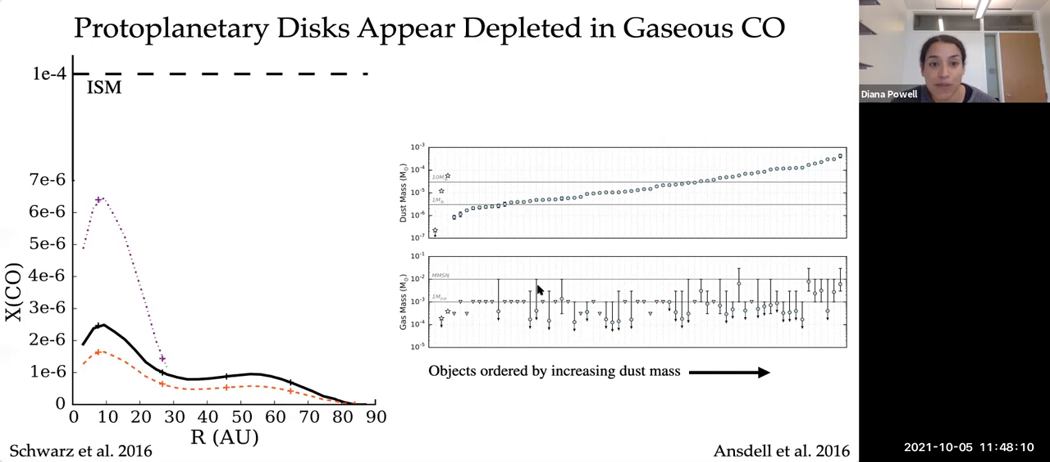And the same appears to be true if we look at large samples of disks. Here on the right, I'm showing an ALMA survey of disks in Lupus, where the disks span several orders of magnitude in dust mass, but have fairly constant gas masses estimated from CO. So in short, we observe much less CO in disks than we would expect, or than would be predicted using previous disk models.